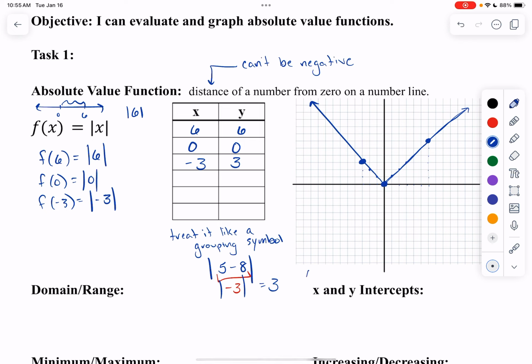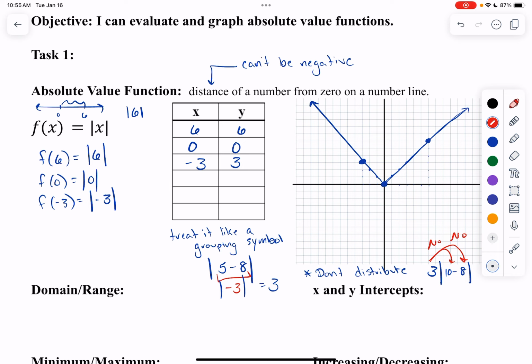Just a note of caution though, we don't distribute. Meaning if I have 3 times the absolute value of 10 minus 8, I'm going to do it in red, meaning we don't do it. That's a big no-no. Okay, we'll put no above it. You don't distribute into an absolute value. Usually it tends to mess stuff up when we do. So we don't distribute within an absolute value. But other than that, we treat it like a grouping symbol, meaning we do what's inside of it first and then do the absolute value.